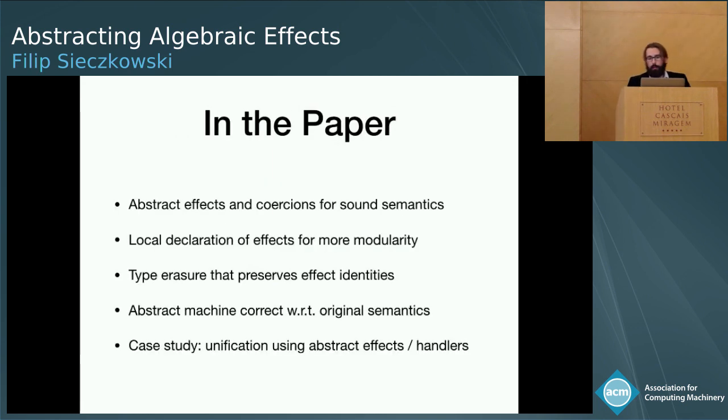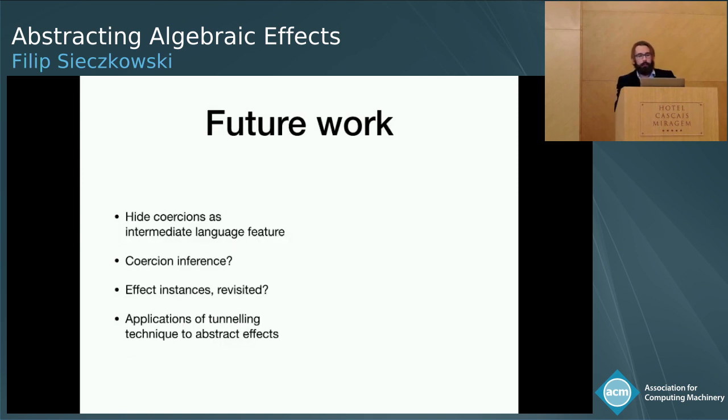So there's more in the paper. There's a full description of abstract effects and coercions that allow us to give a sound semantics. There's local declarations of effects that we consider, which again add more modularity, more sorts of grown-up effect language into the mix. And we provide type erasure and abstract machine to make sure that the whole setting makes sense. Finally, we have a largish case study of unification using abstract effects and handlers, which I think is quite interesting. So if you want to read it, I will be happy.